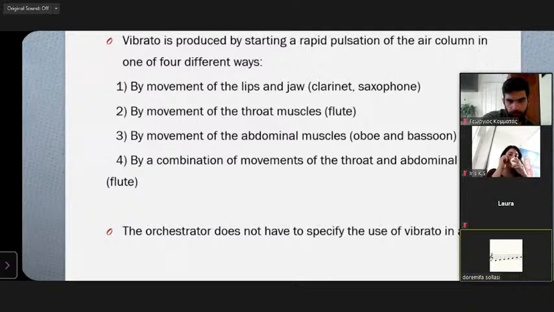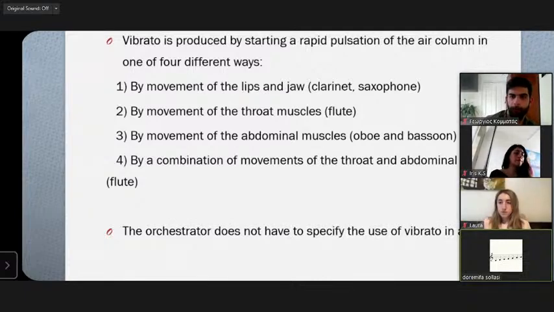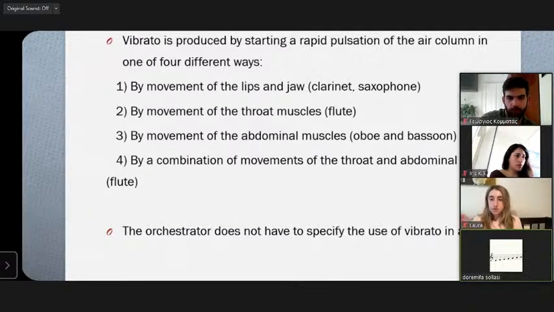The performer uses one or the other depending on the music they are playing, if they are playing classical music or jazz music, and also it depends on the character of the music. And we already said this, but I repeat it, the orchestrator does not have to specify the use of vibrato in a score.